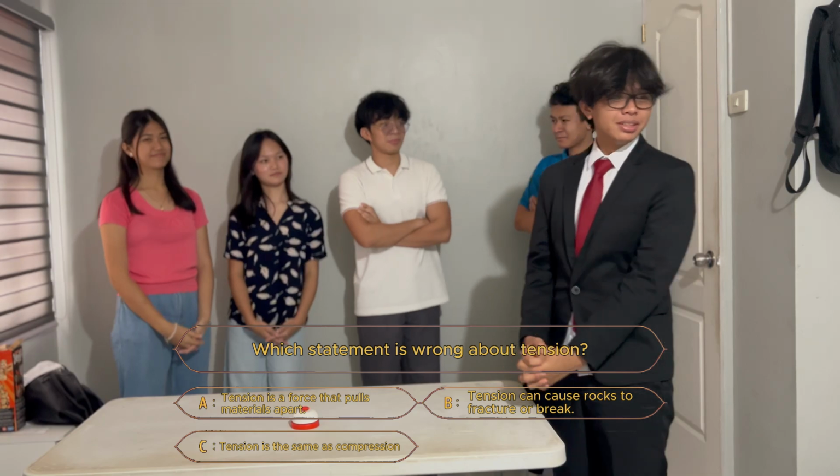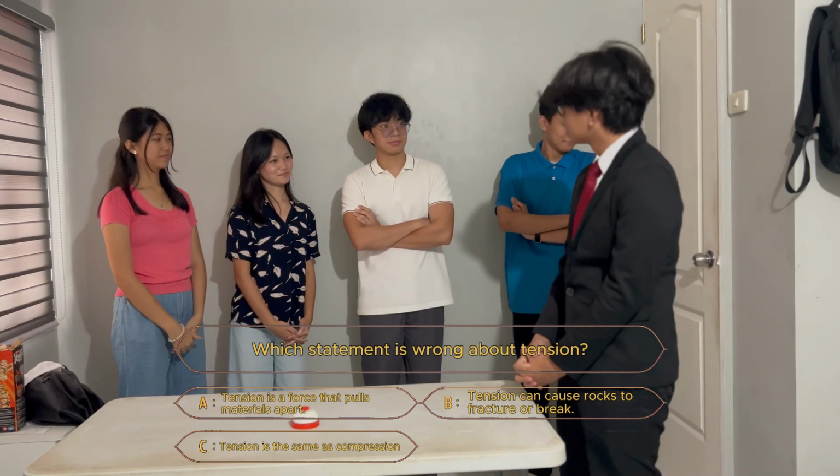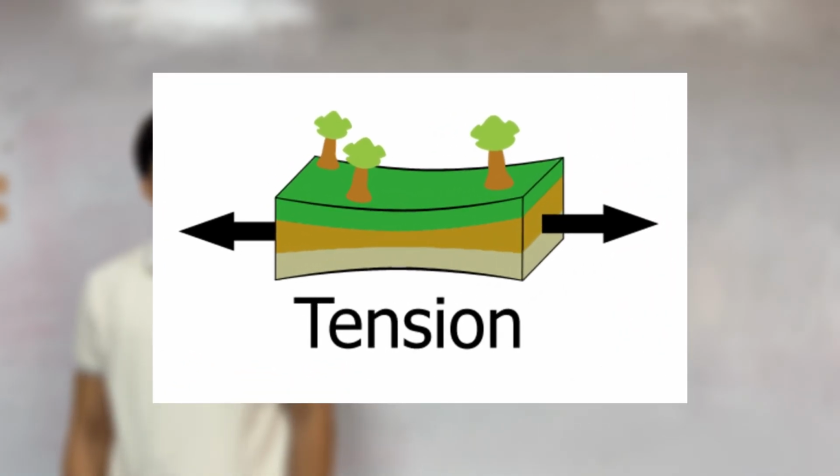Okay, now would you please explain why letter C is wrong? Tension happens when rocks are pulled apart, causing them to stretch and elongate, often resulting in the thinning of the crust and the development of rift valleys where tectonic plates diverge.